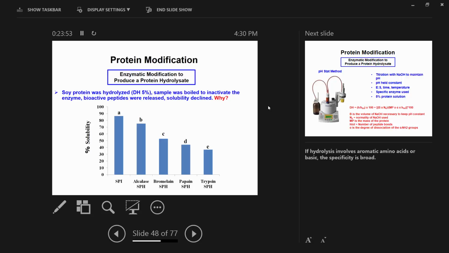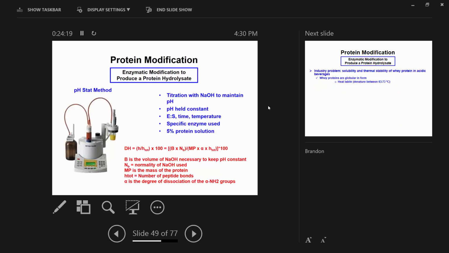Well, not all of them precipitated, but the solubility did get reduced from about 85% to 75, here in this case about 35. And you can notice that different enzymes have different impact on solubility, because different enzymes release different types of peptides. So that is to the point that I was making earlier.